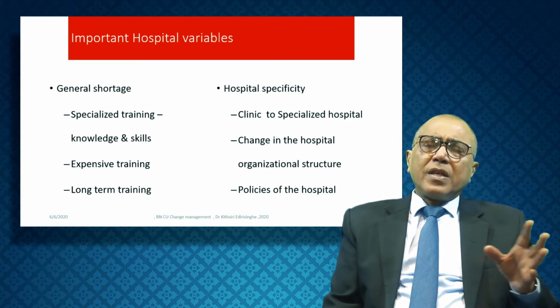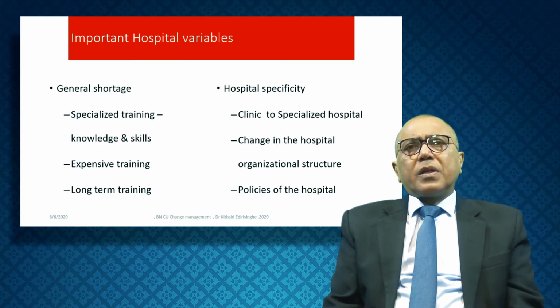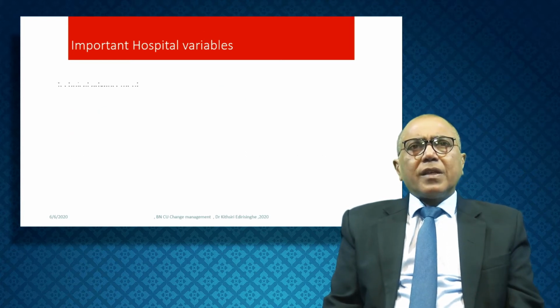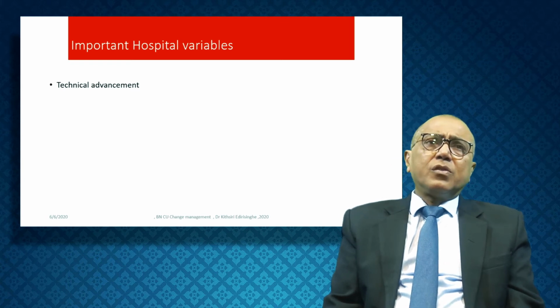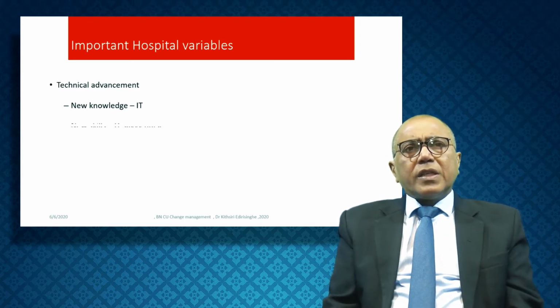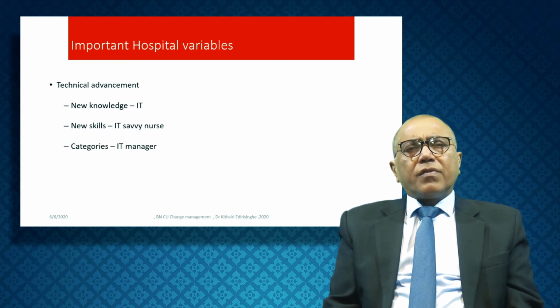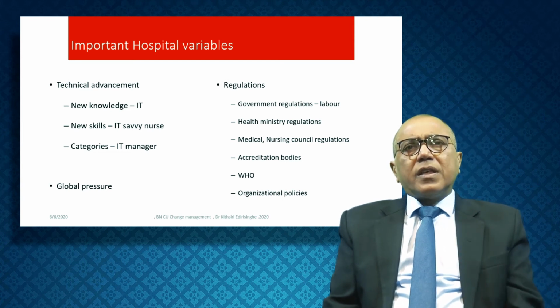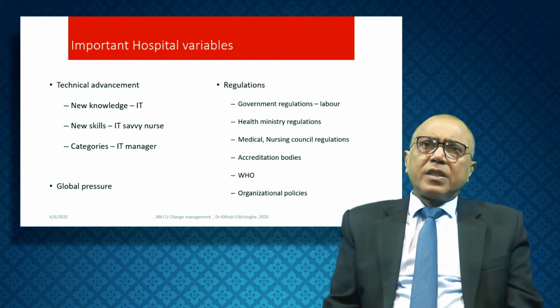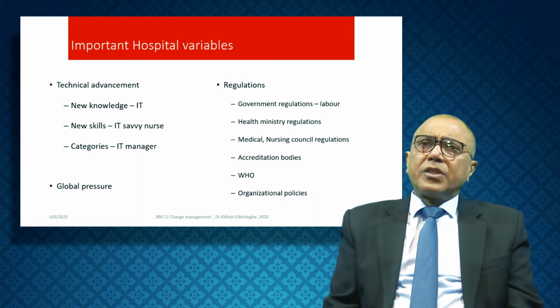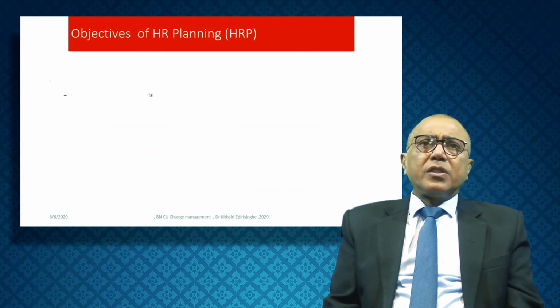Then some of the hospitals and clinics will need specialized skills, specialized hospitals. If you change the hospital structure, you need different people, depending on the policies of the hospital. And then technical advancement, because most of the equipment now is not just machines, there are a lot of software. So what is the IT knowledge of these people? What are the new skills that they need, right? The categories, right? And there's global pressure for all the nurses to be on par with world standards. What are the regulations? Labor regulations we have, health ministry regulations, or other private sector organization regulations. They look at the medical, nursing, and other council registration, accreditation bodies, WHO, organization policies, right?